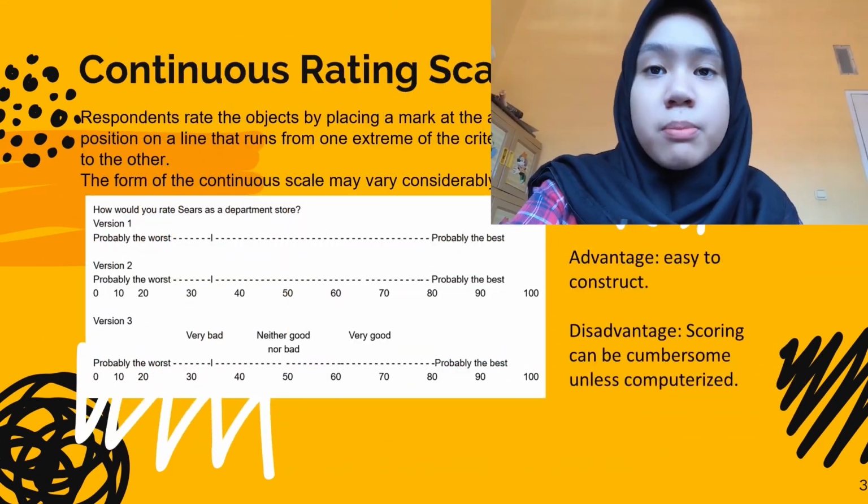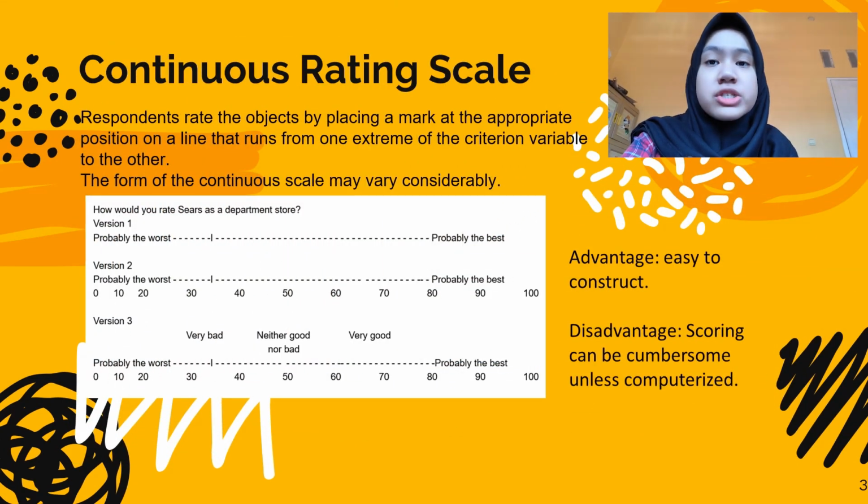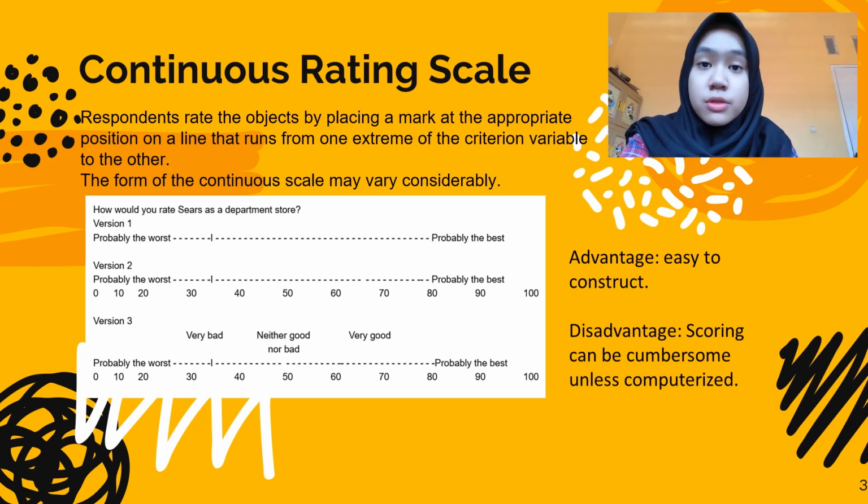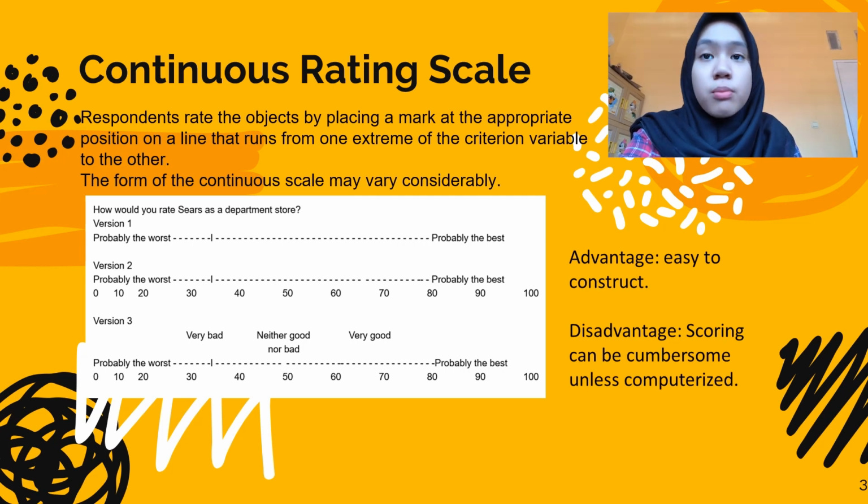Continuous rating scale. In a continuous rating scale, also referred to as a graphic rating scale, respondents rate the objects by placing a mark at the appropriate position on a line that runs from one extreme of the criterion variable to the other. Thus, the respondents are not restricted to selecting from marks previously set by the researchers.